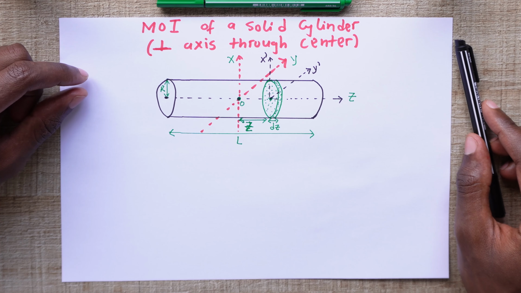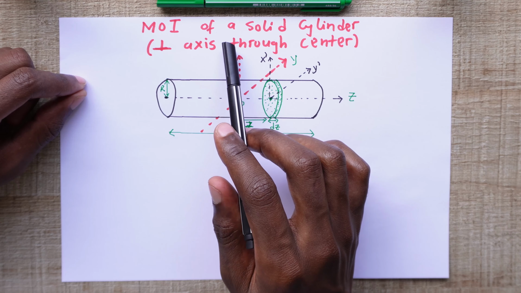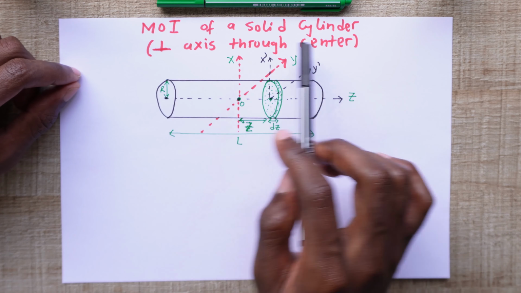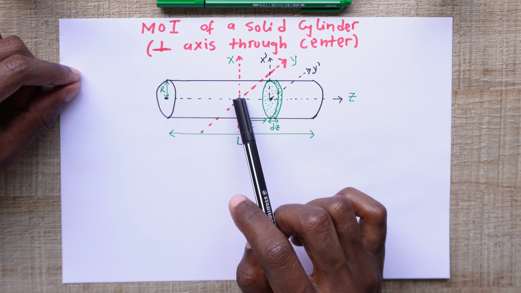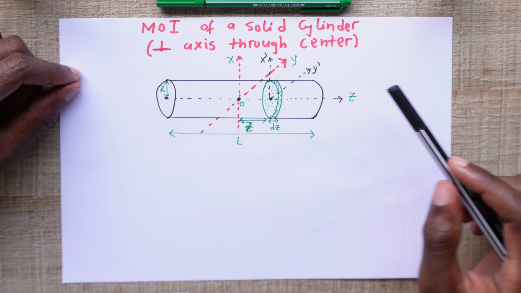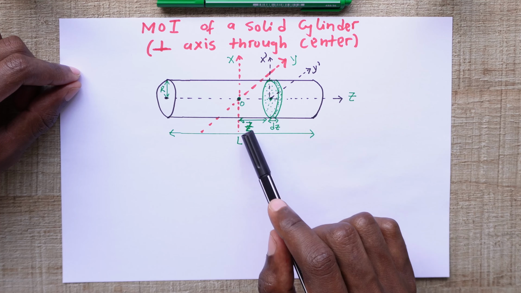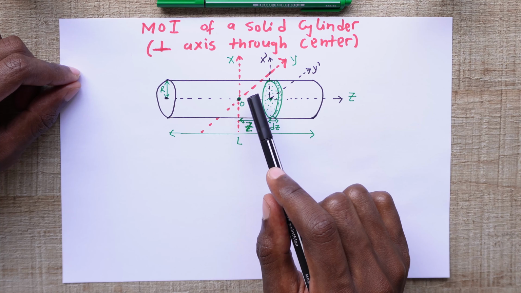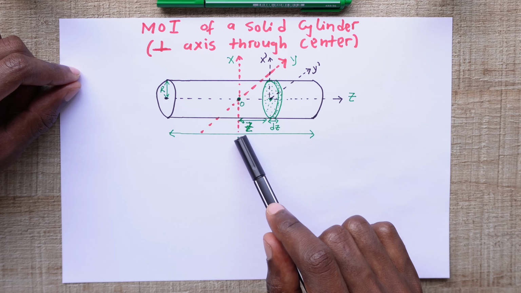Hello, in this video we are going to calculate the moment of inertia, this time of a solid cylinder about a perpendicular axis that passes through the center of the cylinder. In a previous video we calculated the moment of inertia of the solid cylinder about the z-axis. So in this video we are going to calculate the axis we will be considering here will be the Ix axis.